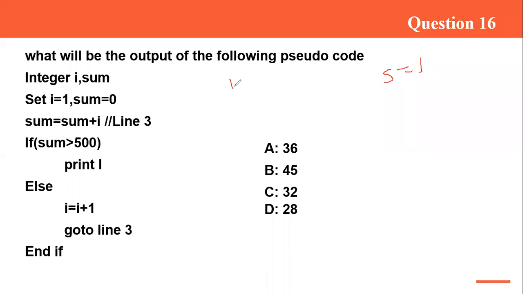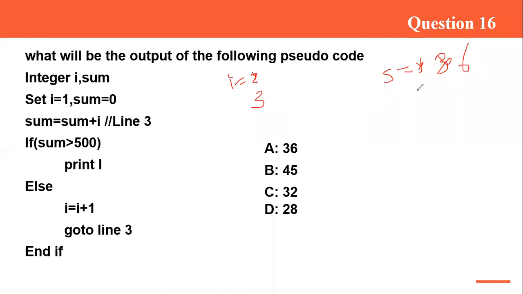I value will become 2. When I is 2, what happens? Goes to line 3, sum equals sum plus I. Sum was 1, that will become 1 plus 2, which is 3. Then 3 greater than 500, false. Comes to the else part. I will become 3, sum will become 6. Go to line 3, sum will become 6. 6 greater than 500? No. Again, come to the else part.